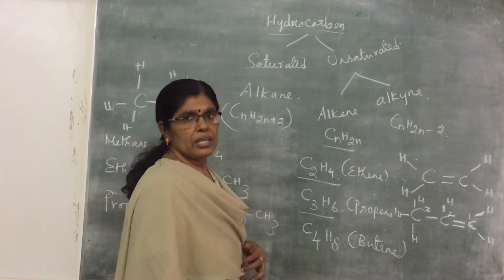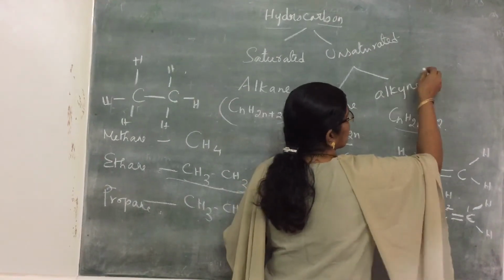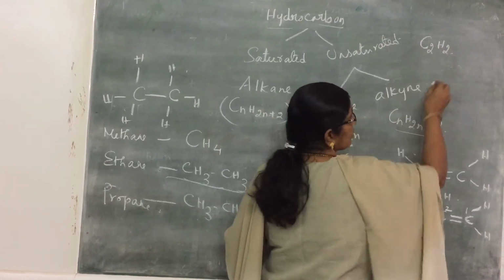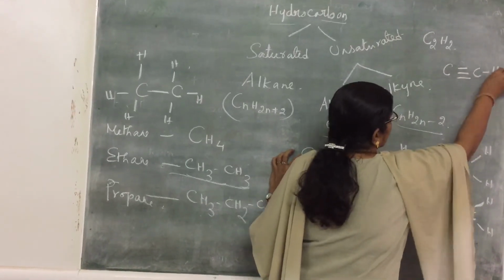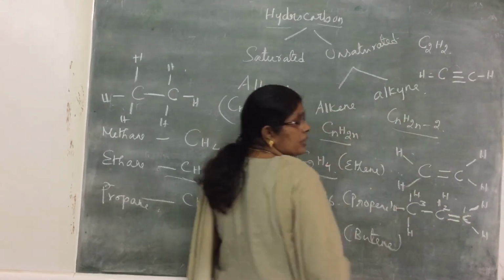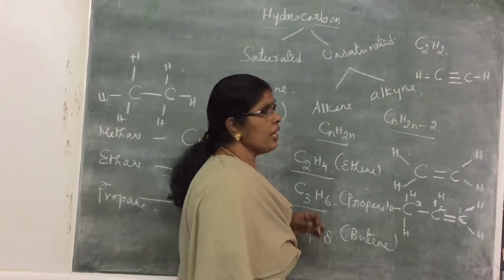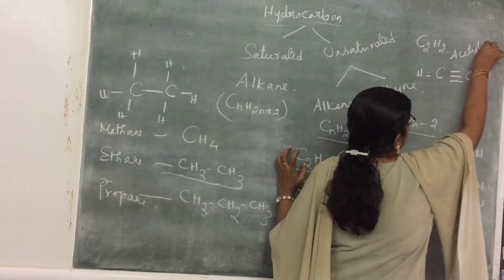And the last one is the alkyne. How do you draw the structure? The first member of this family is C2H2. C triple bonded to C, and single bonded H on each side. This is also called acetylene. The acetylene structure is this one.